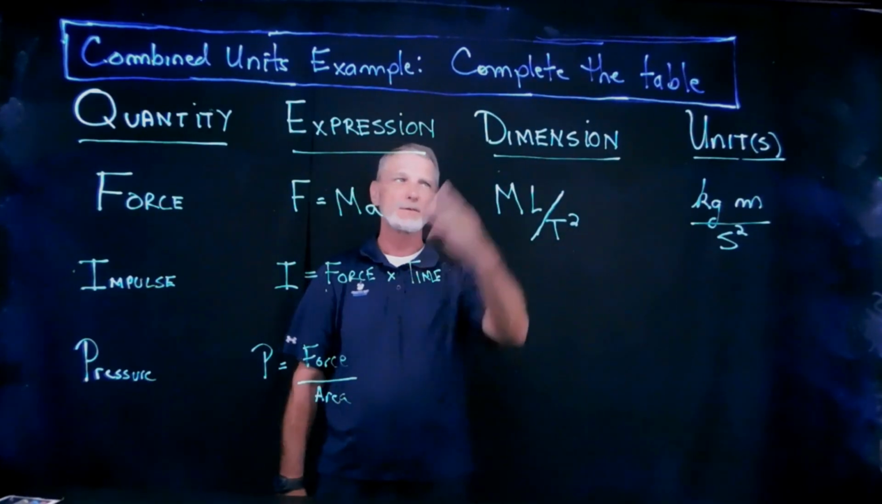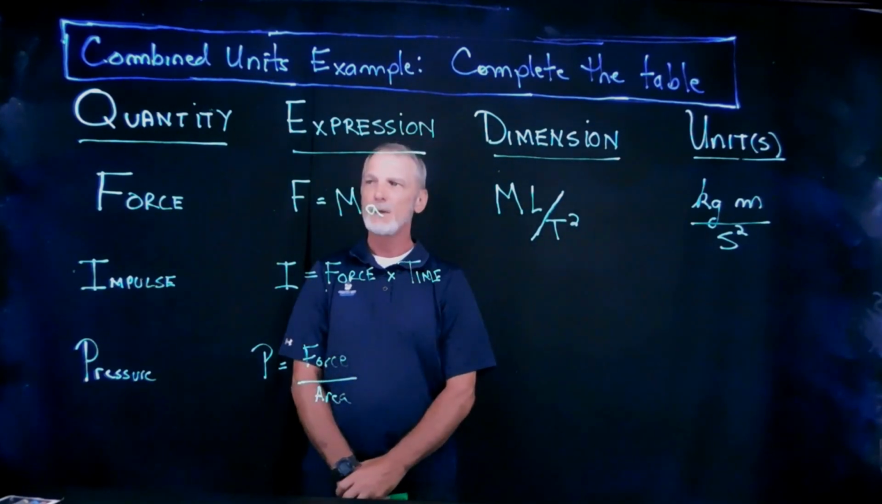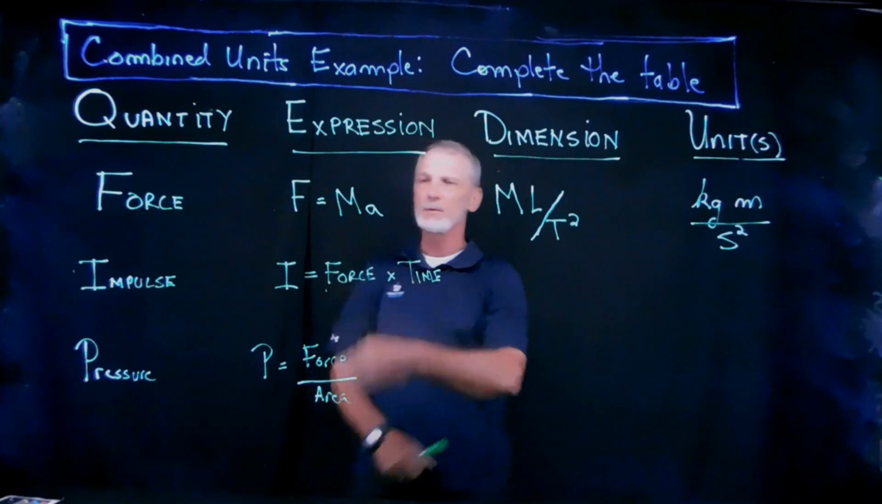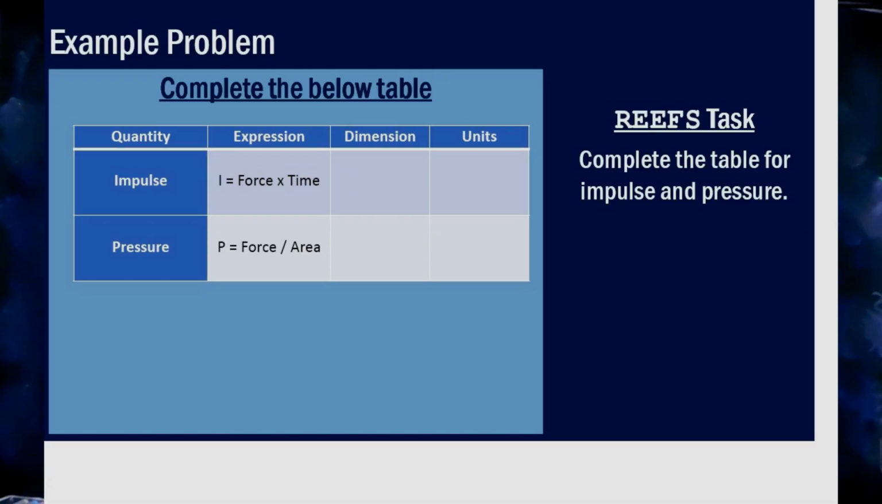So now, as an example, let's complete the table that's shown below. So the first line is the force, and the force, as you recall, is equal to the mass times the acceleration, and it has units of kilogram meters per second squared.